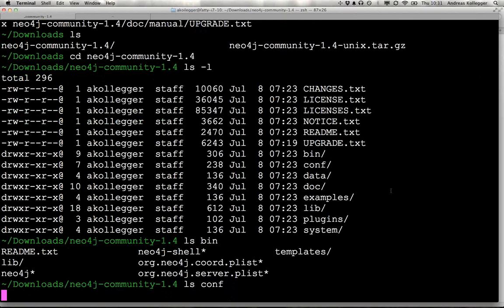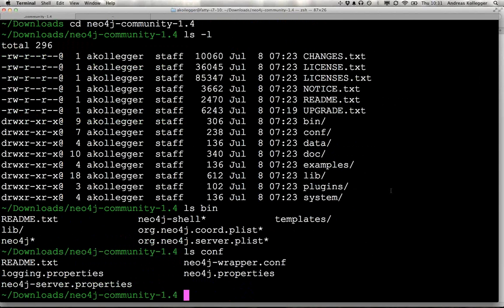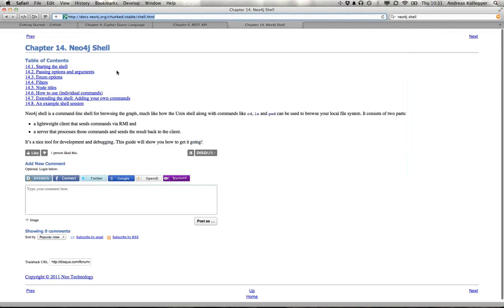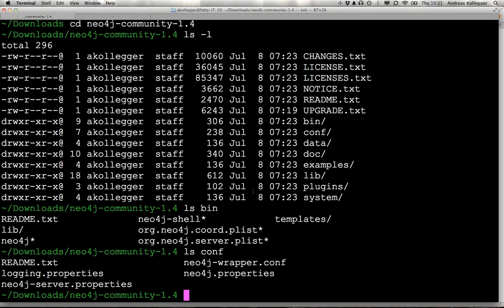In the configuration directory, conf, short for configuration, is where you would do things like tuning the server itself, changing some of the startup parameters. We're not going to get into some of those details today. That's all well documented on the website. Our Neo4j manual has lots of good information about that. In our manual, there's nice information about what the configuration parameters are.